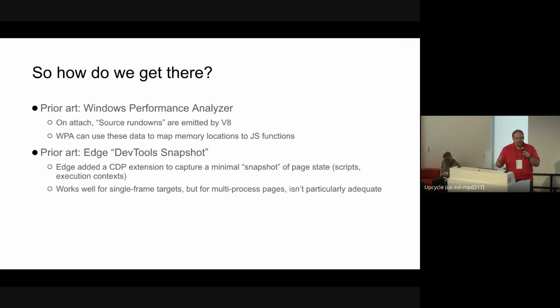And then we've also been working on this internally on Edge, which we call a DevTools snapshot. So upon completion of a scenario, you can take a snapshot, and this kind of gets you enough information. It works very well for single frame targets, but it turns out that there are a lot of applications that are not single frame targets and in fact use multi-process pages. And so it's not particularly adequate for us.